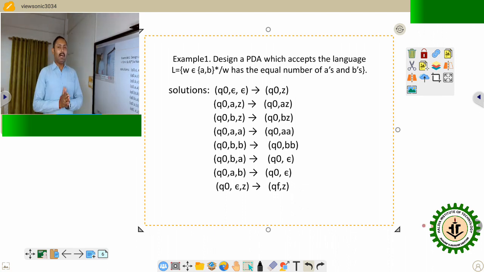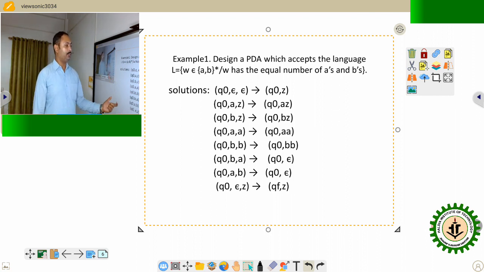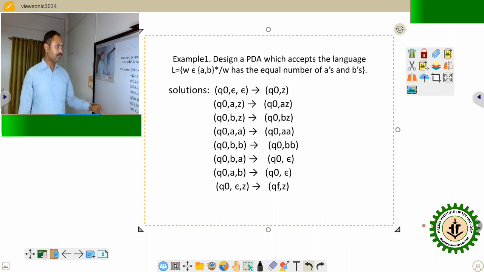So how can we design our pushdown automata? We have to design our pushdown automata in such a way that at first it can accept a number of A's. When it gets B after accepting A, then it will remove A for the corresponding B. See, these are the transitions performed by the pushdown automata.